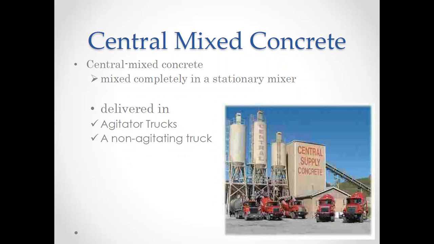So the first one is central mix concrete. It is mixed completely in a stationary mixer. As you can see in the picture, there are two or three bins which give the ingredients of concrete as required. In these bins, fine aggregate, coarse aggregate, etc. material is already poured, and the central mix gives the guidelines to these bins and uses the material for the mix accordingly. It is delivered in agitator trucks and non-agitating trucks.